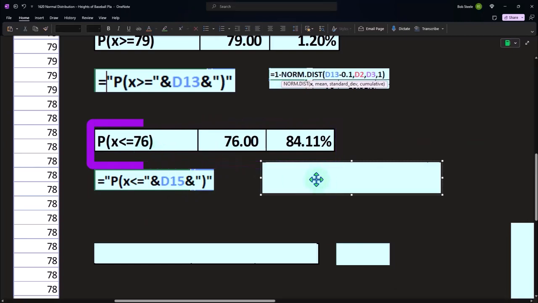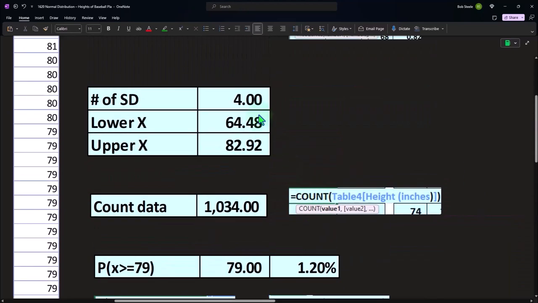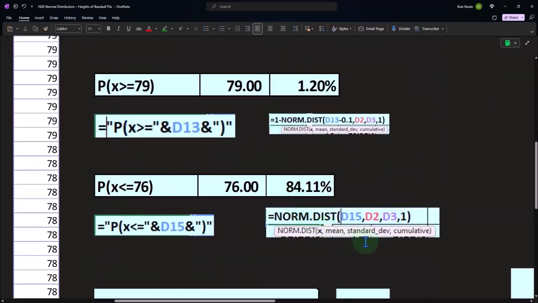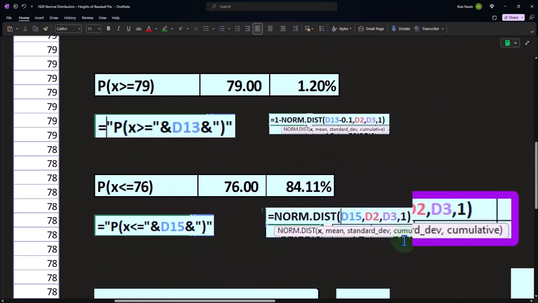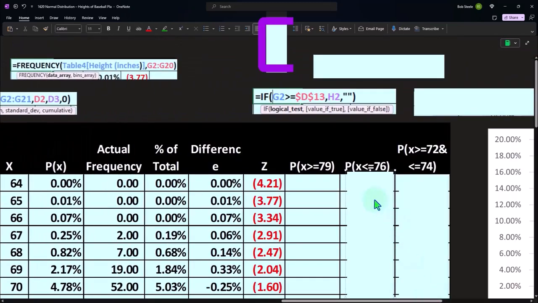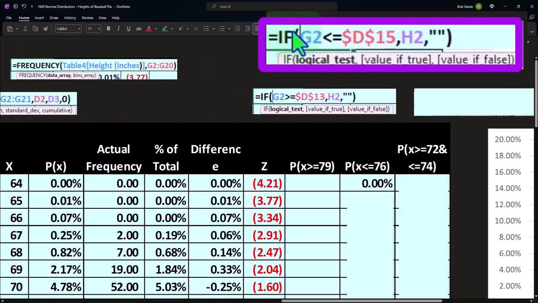So then in order to calculate this, it's just going to be simply the NORM.DIST of the X, 76, the mean and standard deviation 73.7, 2.3. And then is it going to be cumulative? Yes, this is going to be cumulative. Now, if I was to graph that and look at it pictorially, this is P of X less than or equal to 76. The formula then is going to be a logical test.